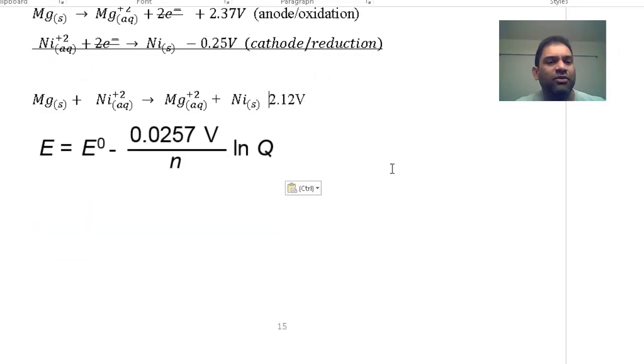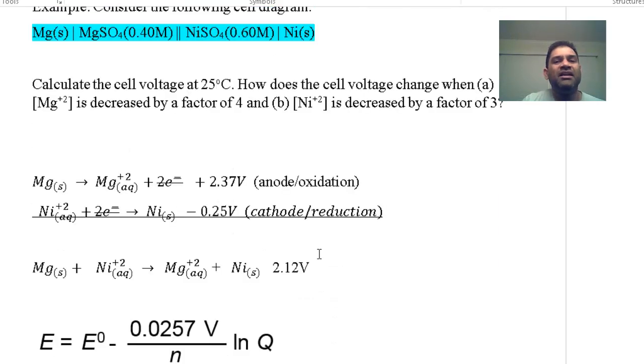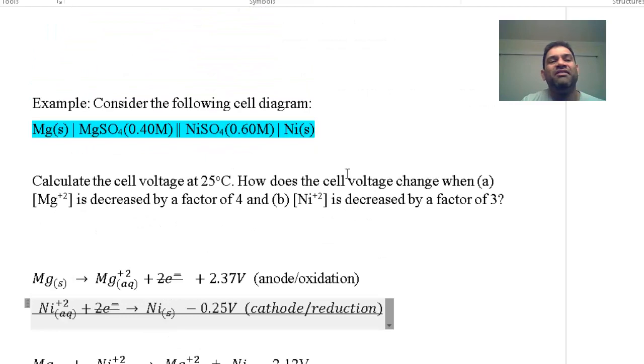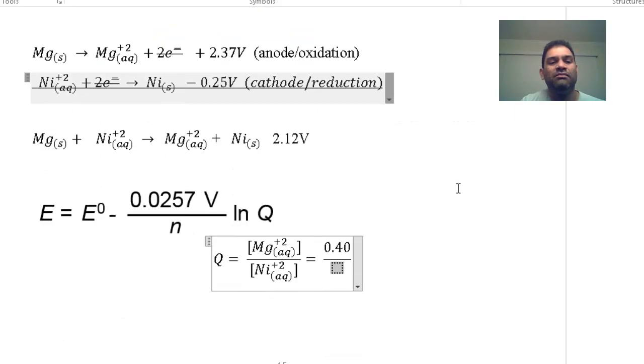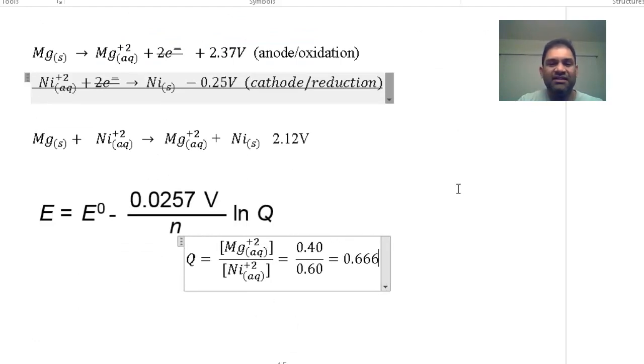So here is our Nernst equation one more time. We're going to have to calculate Q again. So Q is products over reactants. So let's go ahead and do that. Q is going to be equal to Mg plus 2 divided by Ni plus 2. Concentration of magnesium ion is 0.40. Concentration of nickel here in this notation is 0.60. So it looks like it's going to be 2/3, which is about 0.667.